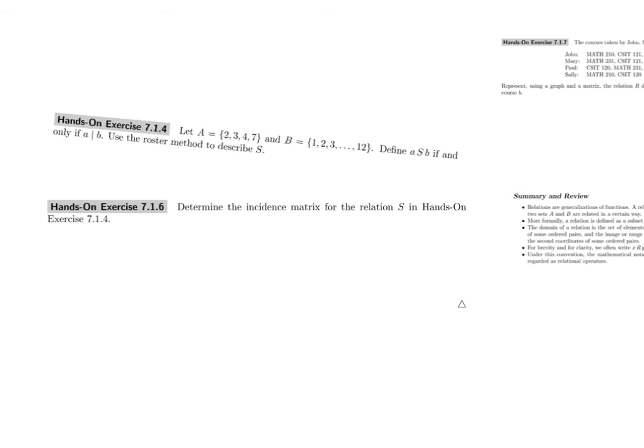For practice with these matrix representations, go ahead and return to hands-on exercise 7.1.4. You're still going to need those ordered pairs that you found when you worked on that hands-on exercise. And you're going to determine the incidence matrix for the relation S. Remember, a is related to b if a divides b.